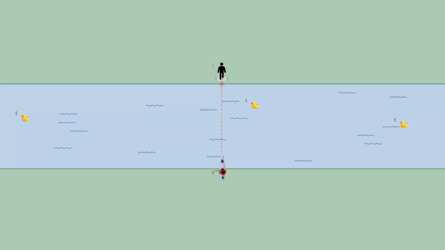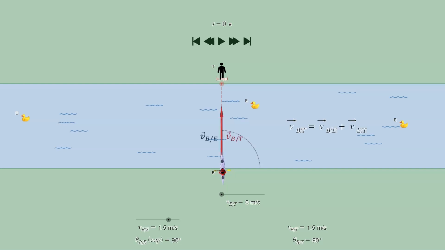The same principle applies to two-dimensional situations. In this simulation, the kayaker tries to cross the river to get to the red point on the other side. Imagine that the kayaker, able to paddle at a velocity of 1.5 meters per second relative to the water, wishes to reach a point 100 meters directly on the other side of the river.